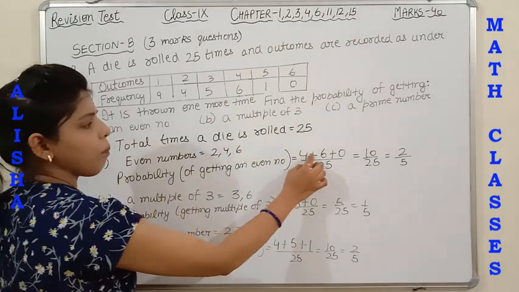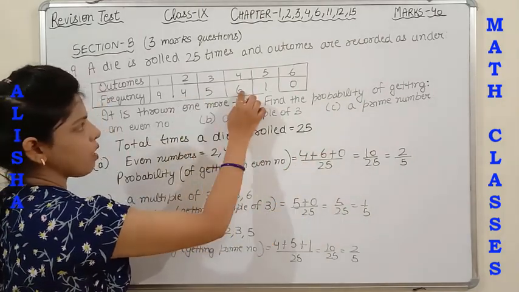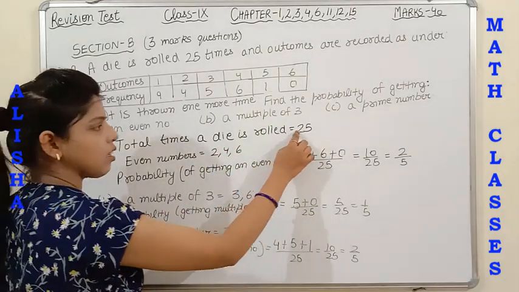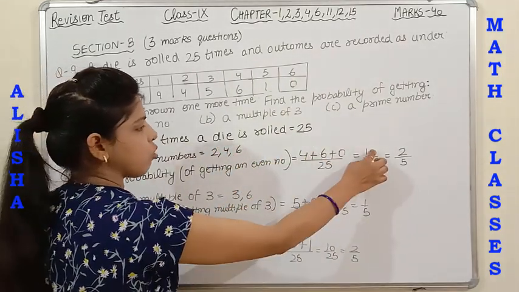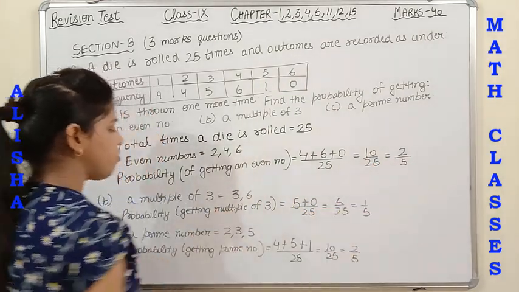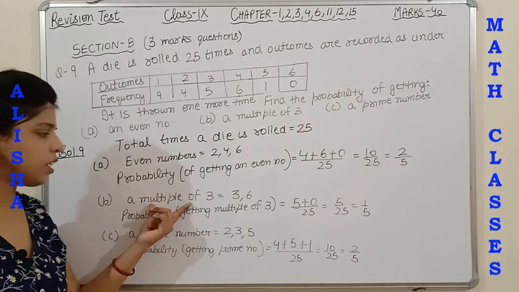So 4 plus 6 plus 0, upon the total number of times the die is rolled, that is 25. So 6 plus 4, 10 upon 25, cancelling on the table of 5, we get 2 upon 5. Very simple. Next is a multiple of 3.